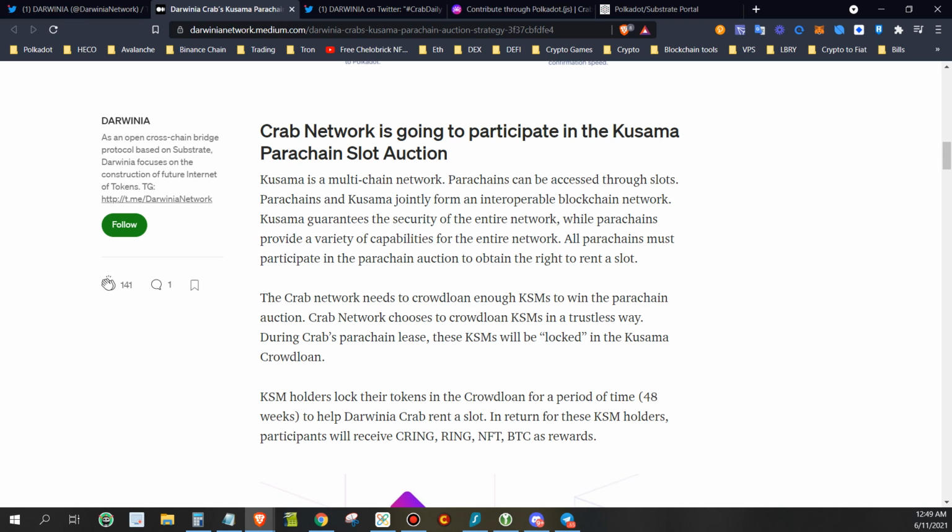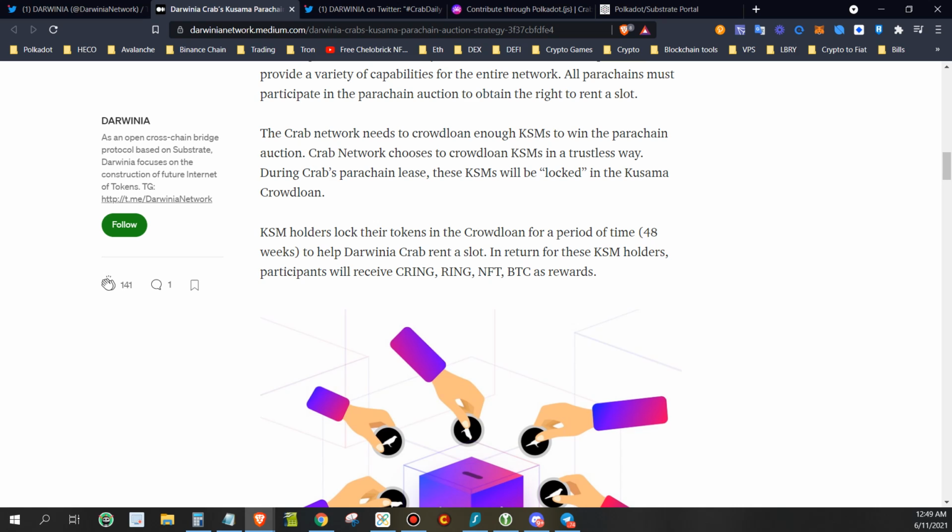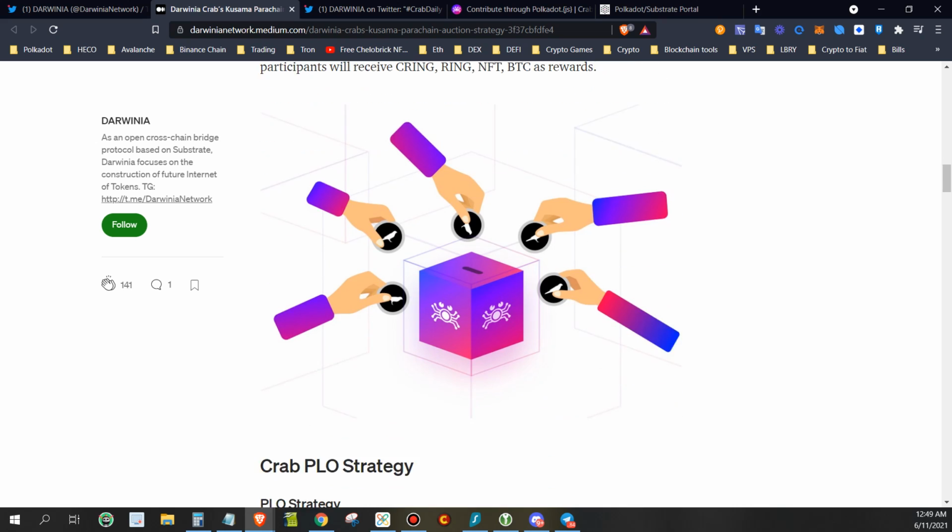Crab Network chooses to crowdloan KSMs in the trustless way. During the Crab Parachain Lease, these KSMs will be locked in the Kusama Crowdloan. KSM holders lock their tokens in the Crowdloan for a period of 48 weeks to help Darwinia Crab rent a slot. In return, participants will receive C-Ring, NFT, and BTC as rewards.